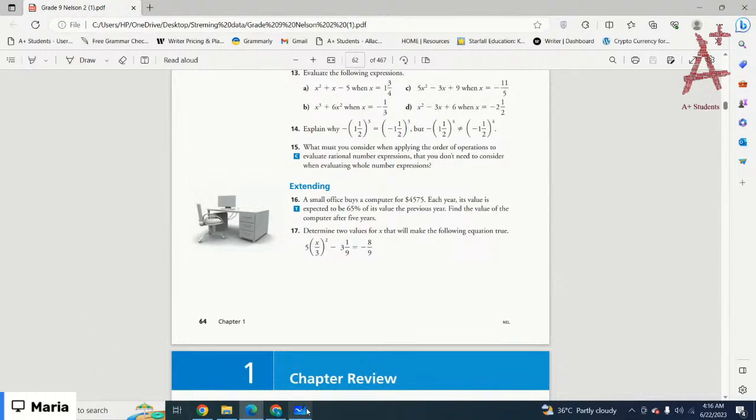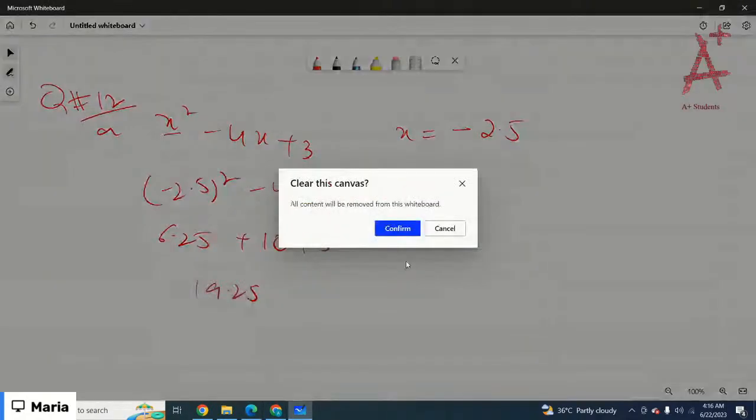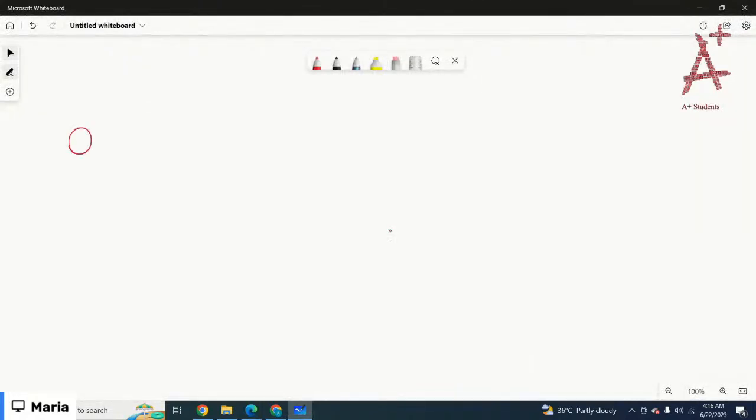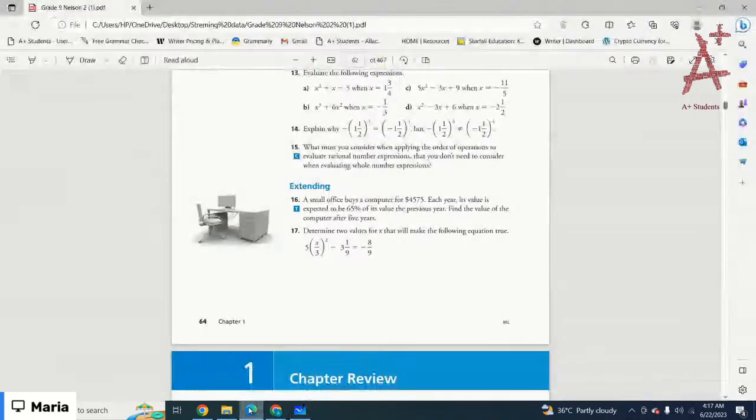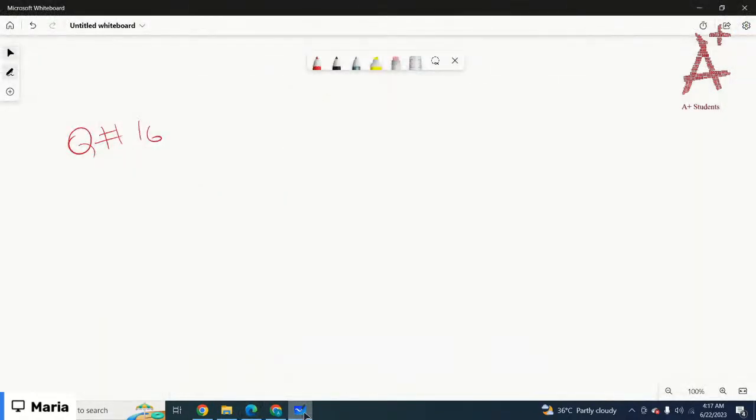Okay, question number 16. The value is 4,575, and the rate is 65%, and you have to calculate the value after 5 years. So it would be 4,575 times 0.65 exponent 5. Got it?